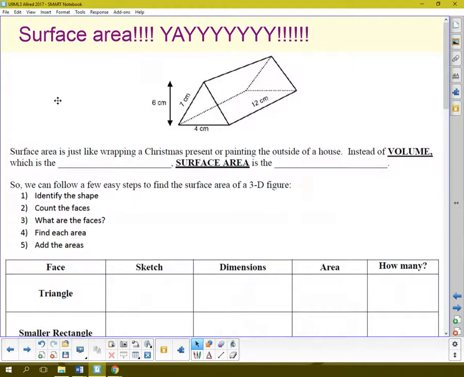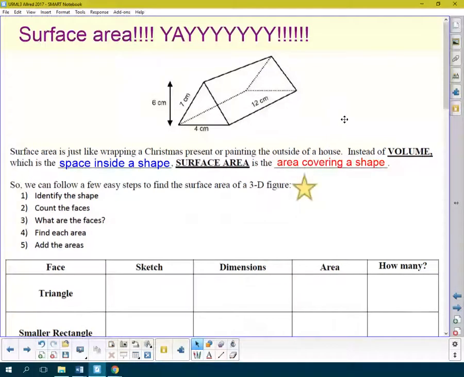Surface area is just like wrapping a Christmas present or painting your house. Instead of volume, which is the space inside a shape, think about volume as filling something up. Surface area is the area covering a shape, wrapping it, painting it. Whenever you wrap a Christmas present, you're experimenting with surface area, the area surrounding a three-dimensional shape.